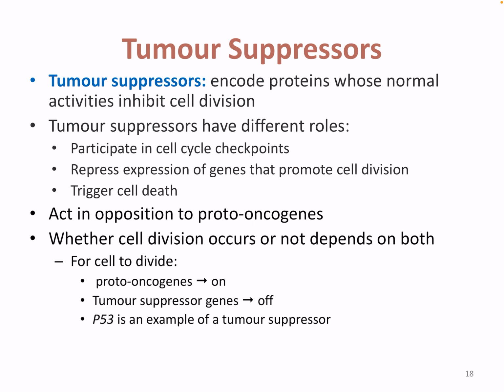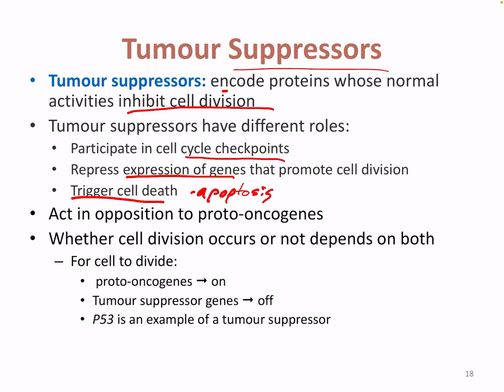We also have tumor suppressors, things that actually suppress tumor formation. Tumor suppressors encode proteins whose normal activities inhibit cell division. Tumor suppressors have different roles. They participate in cell cycle checkpoints, repress expression of genes that promote cell division, and trigger cell death, usually by apoptosis. They act in opposition to proto-oncogenes, and whether cell division occurs or not depends on both. For cells to divide, proto-oncogenes must be on and tumor suppressor genes must be off. And again, p53 is an example of a tumor suppressor.